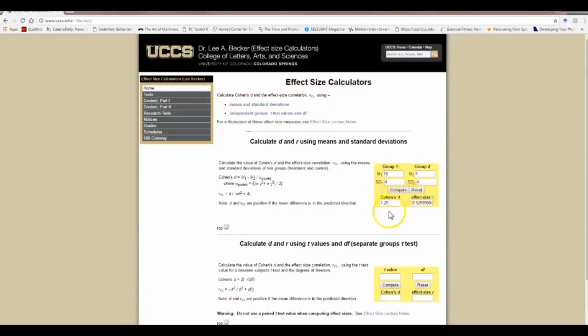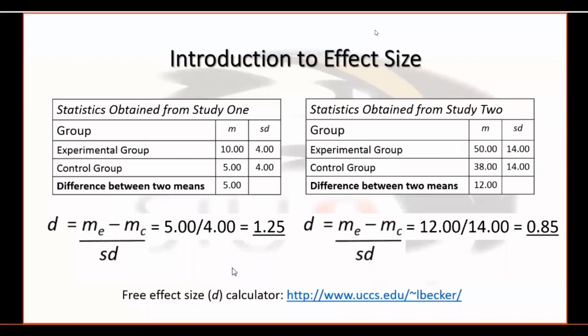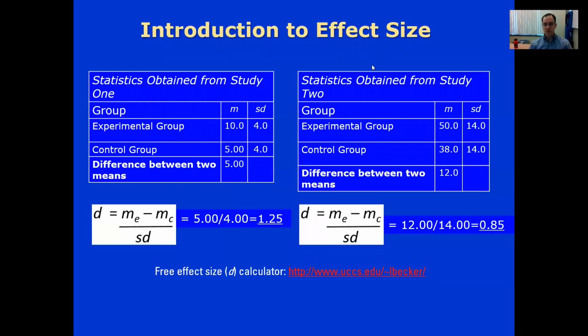But this is the one we're going over now, this Cohen's d, or effect size estimate of 1.25, and that's what we got in our calculation by hand. So you can see it's definitely more efficient to do it online. Again, that was a video of how to quickly use a calculator to determine effect sizes.